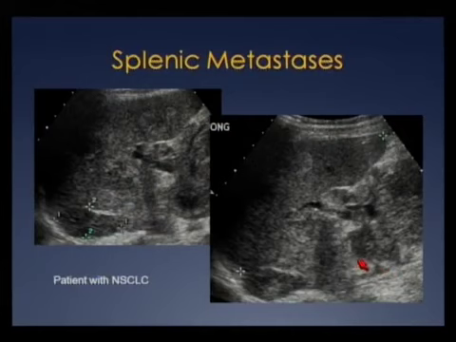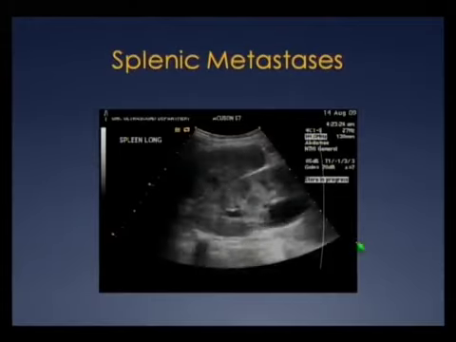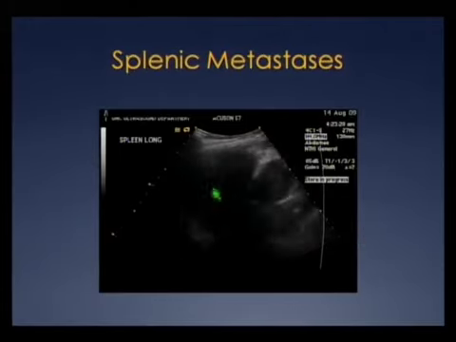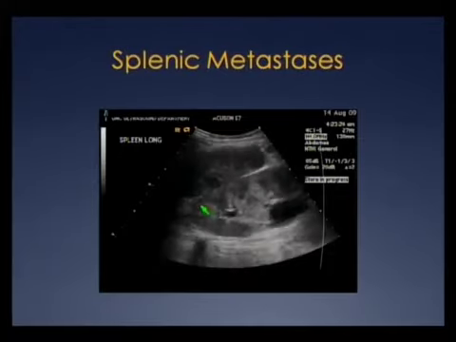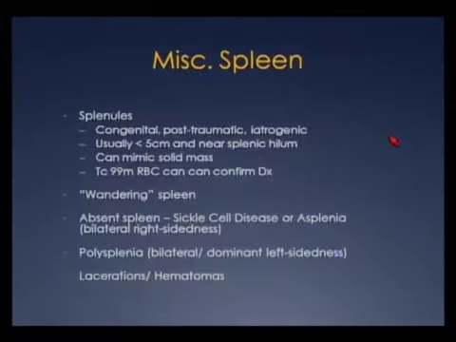Now here's a patient with non-small cell lung cancer in which we see multiple heterogeneous foci within the spleen, multiple heterogeneous appearing lesions. So this is a nice appearance of metastatic disease. We also incidentally picked up an adrenal mass, which was a metastasis. And again, the cine images nicely depict a very heterogeneous appearance of metastasis within the spleen.